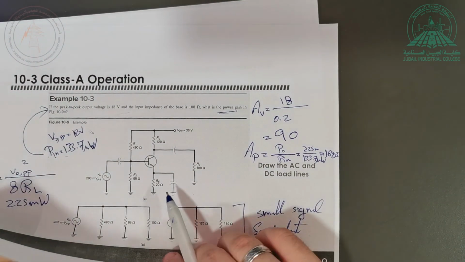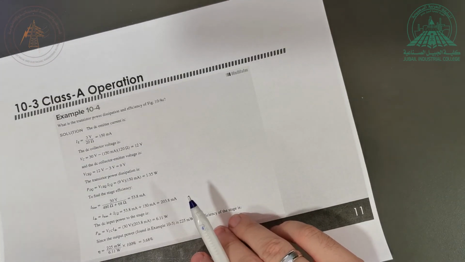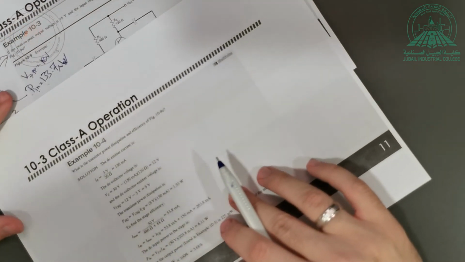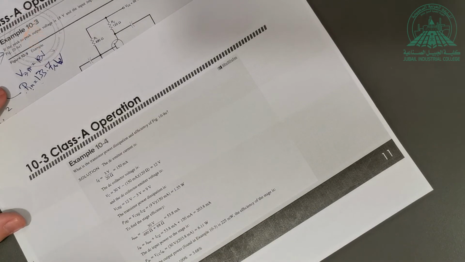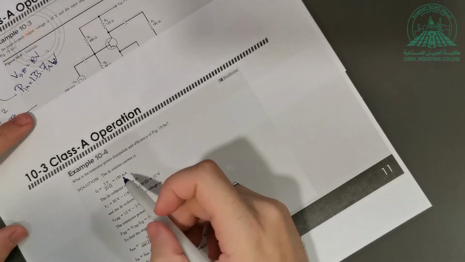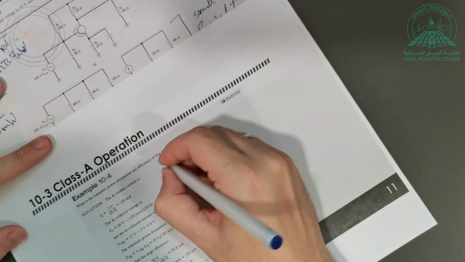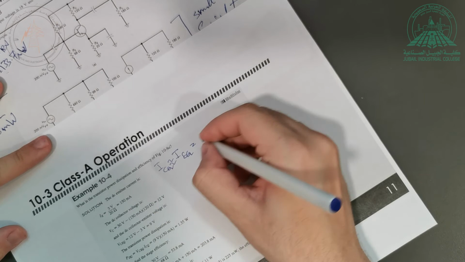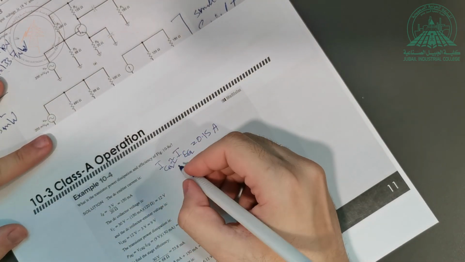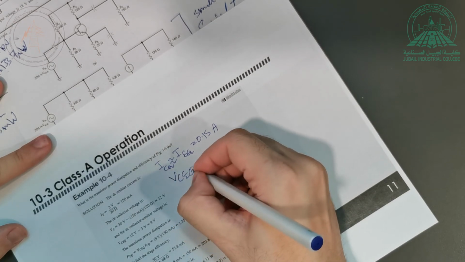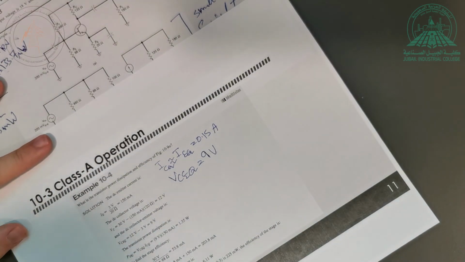Okay, now let's find the efficiency. The efficiency is continued in the next example, the same example. But the next requirement is to find the transistor power dissipation and efficiency. So this is the same circuit that we solved in the first. So we know that ICQ is equal to 0.15 ampere. And we said also VCEQ is equal to 9. We already found that in the first example, right?